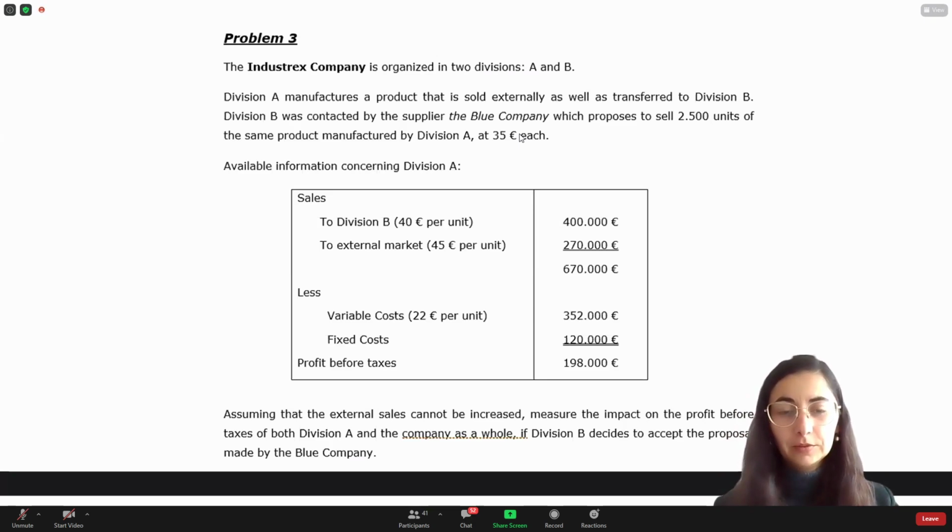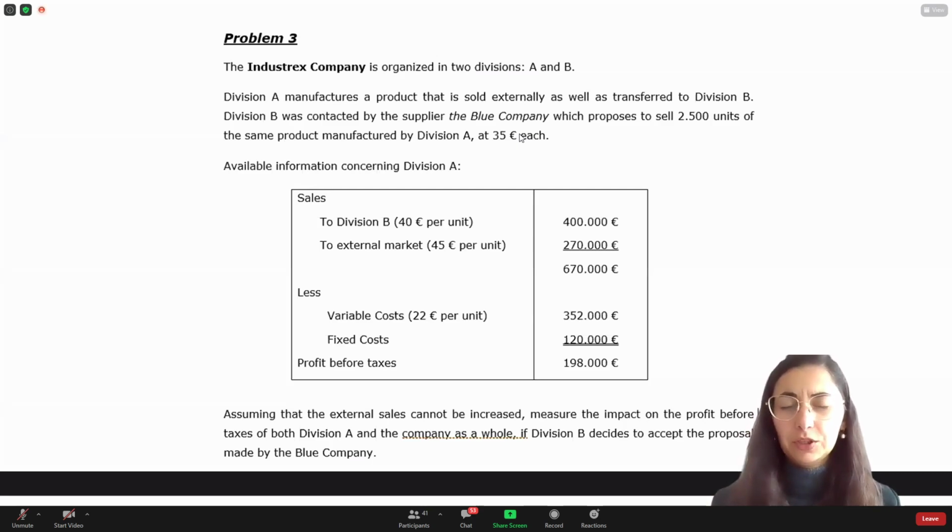Division A will increase its profits by... wait. So you said division A will increase profits. B. Okay, so division B will increase profits by €5 per unit. The difference between the 40 that it used to pay to division A and the 35 that it will start paying, so we'll save €5 times the 2,500 units. Okay. Now, what is the impact on division A? So that was the impact on profit from division B, and that would give us 12,500.